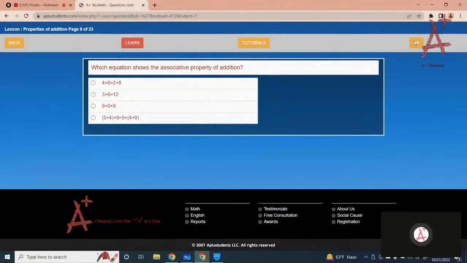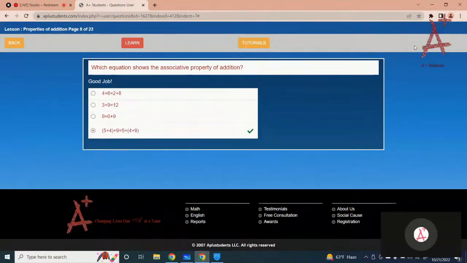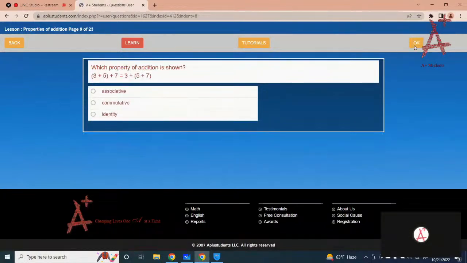Which equation shows the associative property of addition? So you are given four options now. You need to see which one is associative. I just told you, whenever three digits are involved, that means this is associative. So select the one that has three digits involved. This one is the one that shows the associative property. Got it?